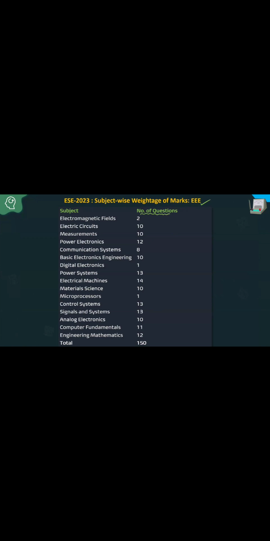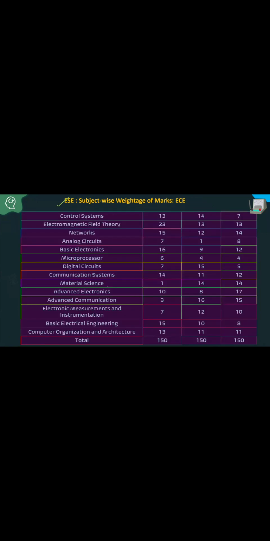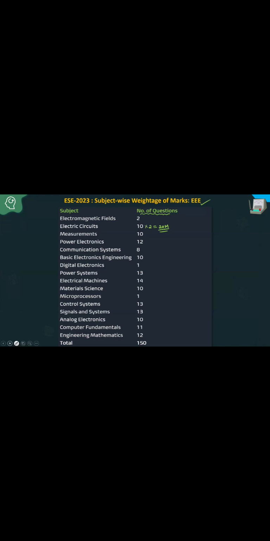In ESC, each question is 2 marks. If you take network theory, that is electrical circuits, it is 10 into 2, 20 marks for the objective part. For EC students, networks have been asked in different years, I think 2021, 2022, 2023. It is 15 into 2, 12 into 2, 14 into 2. These are the 3 years, 2021, 2022, 2023. This is the expected weightage.